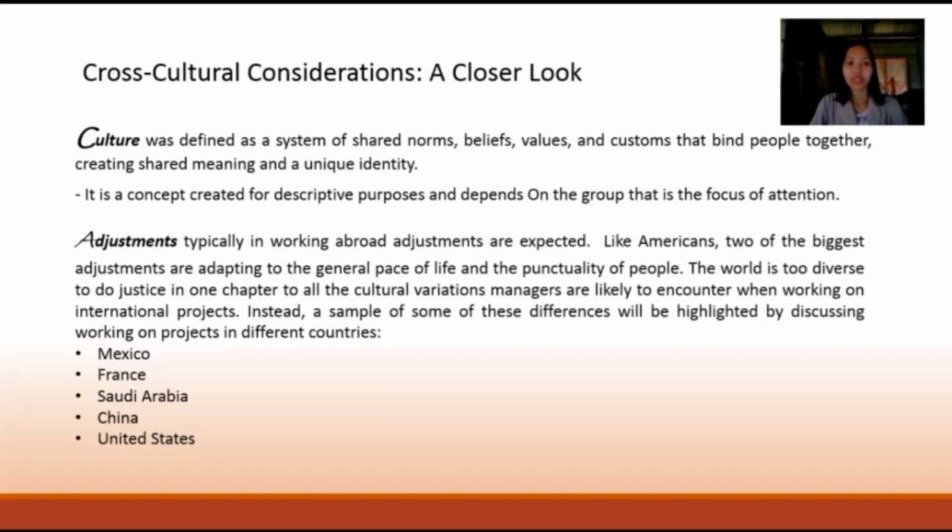Next is the adjustments. In working abroad, adjustments are expected. Like Americans, two of the biggest adjustments are adapting to the general pace of life and the punctuality of people. So, what can be said to prepare people to work on international projects? The world is too diverse to do justice in one chapter to all the cultural variations managers are likely to encounter when working on international projects. Instead, a sample of some of these differences will be highlighted by discussing working on projects including Mexico, France, Saudi Arabia, China, and the United States.